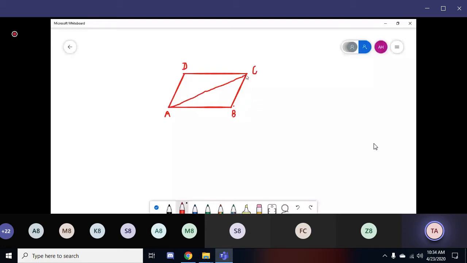AC and BD are the two diagonals. If the parallelogram were PQR, you would be drawing PR and QR. It doesn't matter whatever the name of the parallelogram given to you. Now, it said the angle between the diagonals was 90 degrees. So you can mark it like this. And students, if this is 90 degrees, then this is also 90 degrees.